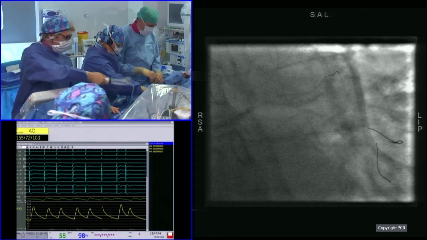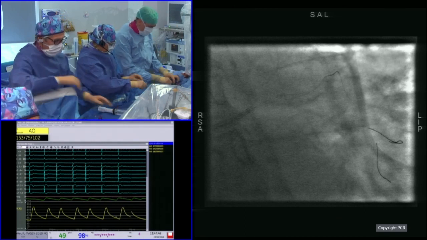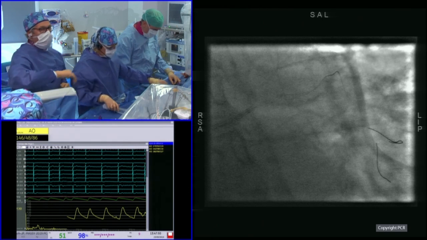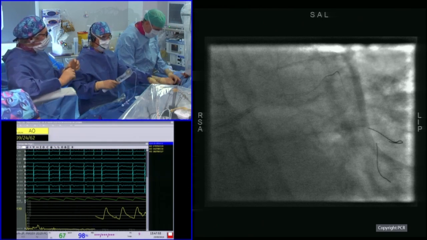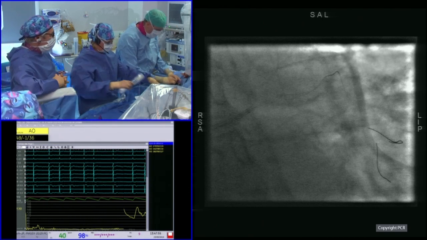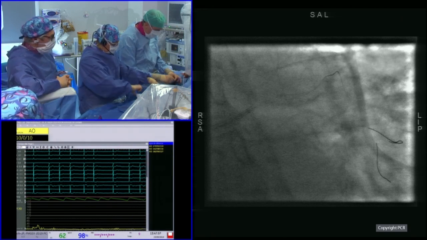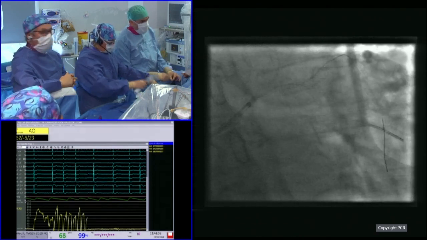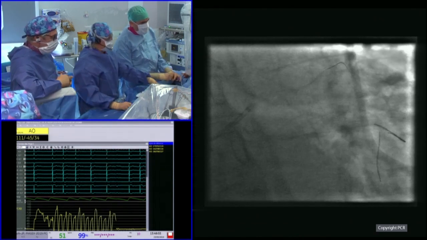Okay, so what we'll do now is repot, because we have done kissing balloon inflation above the polygon of confluence, so you may have a bottleneck effect on the stent with the kissing with long balloons. And then we'll close the case with a final OFDI evaluation.